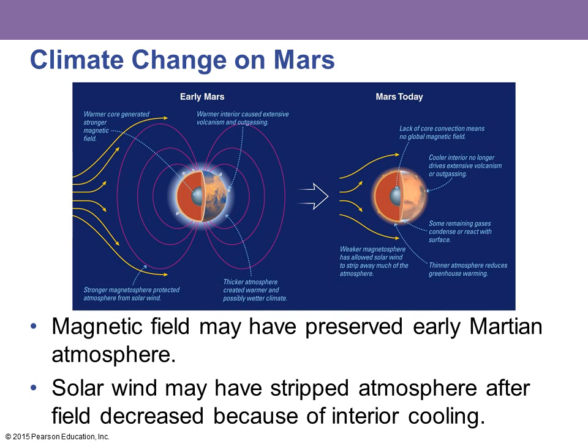So the magnetic field may have preserved an early Martian atmosphere, but the solar wind may have stripped that atmosphere after it decreased because of interior cooling. The magnetic field decreased.